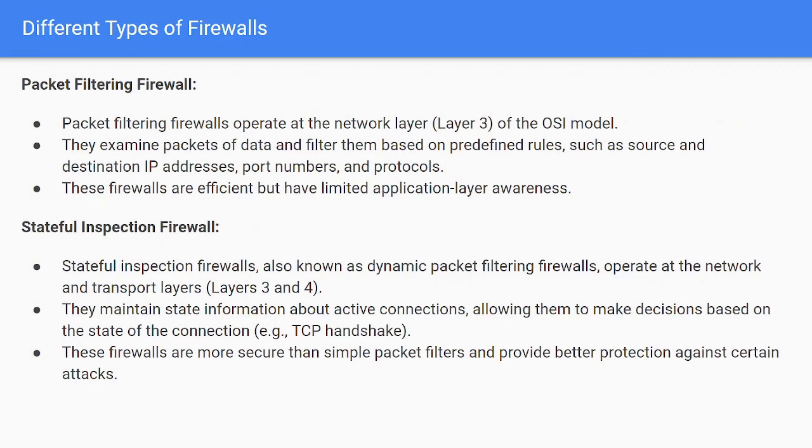So what are the different types of firewalls? Number one, we have packet filtering. Packet filtering firewall operates at layer 3 of the OSI model, that's the network layer.